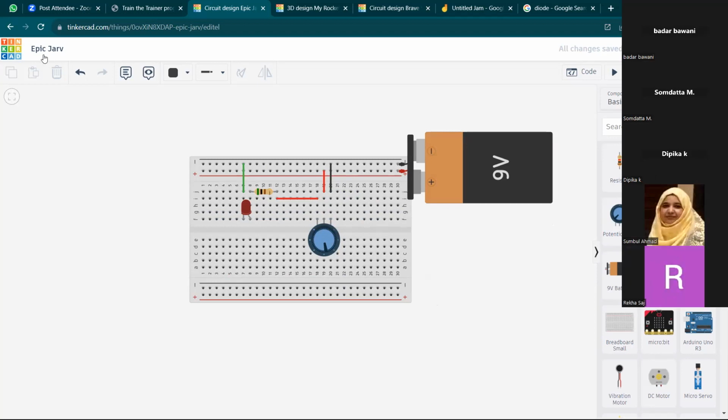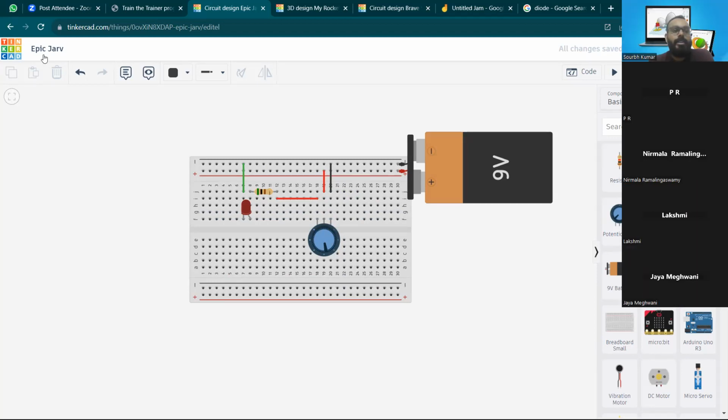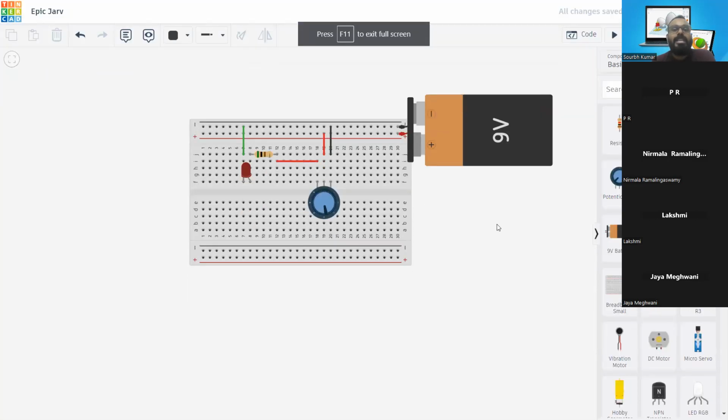So does anyone else have any doubt in Tinkercad circuitry? I thought to explain rapid prototyping in detail today, but unfortunately, or say fortunately, because each and every one cleared their doubts in between, that is very important for you in this learning process. So apart from this, if anyone has any doubts, then please help me with your questions so that I can resolve them today.